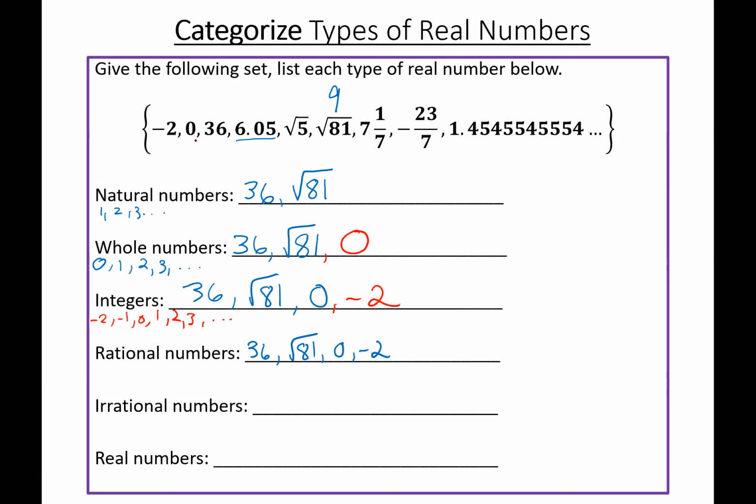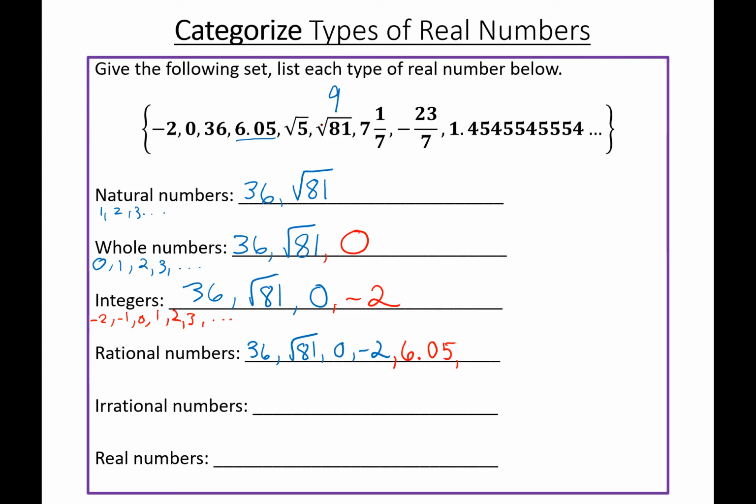Okay, I'm going to carefully go along here. 6.05, that's a decimal that does end. It does not go on forever, so that is a rational number. This is 6 5/100. That's how I would write that as a fraction, 6 5/100.